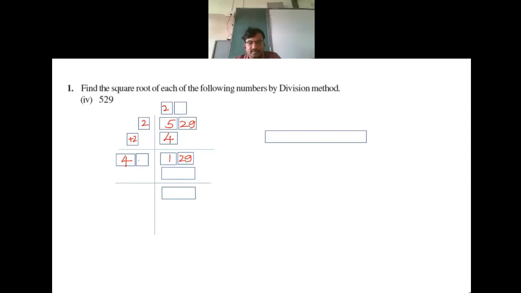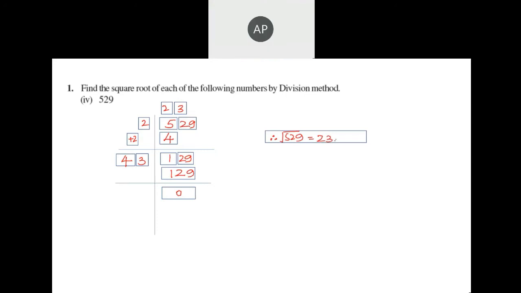3 should be written, sir. 43. Why should 3 be written? Because in one place it is 9, sir. If we multiply by 7, sir, it will become more, sir. So we have to multiply it by 3, sir. Very good. 43 into 3 is 129. The difference is 0. Therefore, the square root of 529 is 23, sir. Isn't it simple?